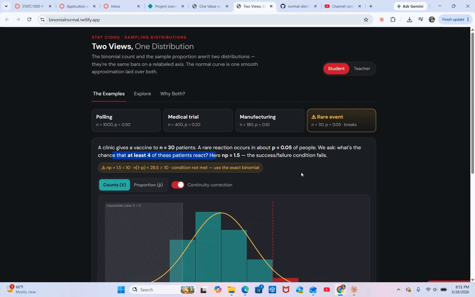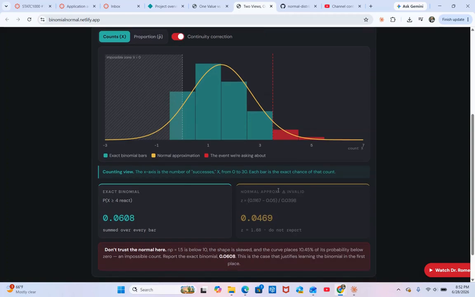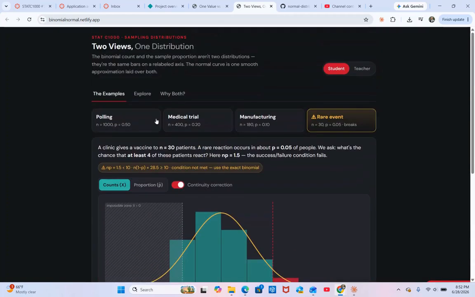Well, we could use the binomial calculator to do that, or we can use the normal distribution. But in this case, the normal is not a good approximation. Notice the normal situation gets a 4% answer. The binomial, which is the exact answer, gives you 6%. So keep that in mind with these different scenarios.